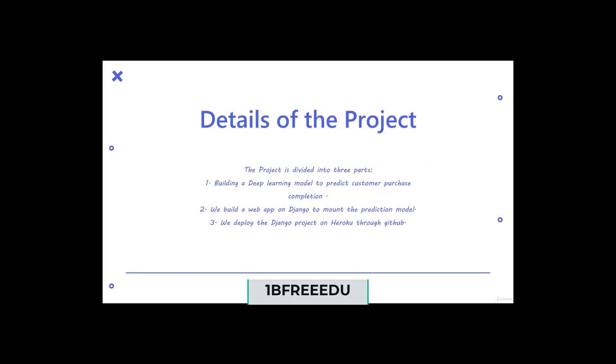Now the project is divided into three parts. The first is building a deep learning model to predict customer purchase completion. The second is building a web application based on the Django framework. And the last is deploying that Django web application on Heroku.